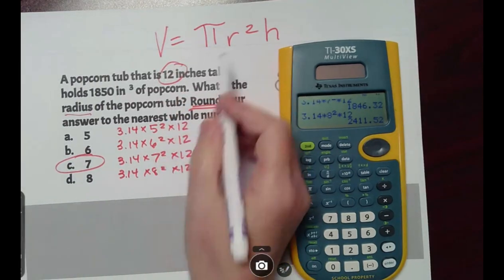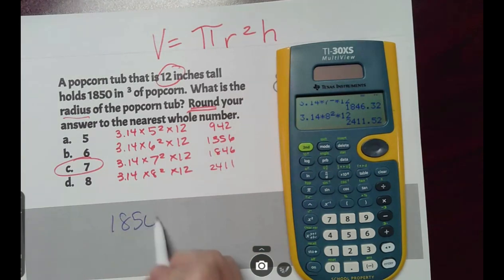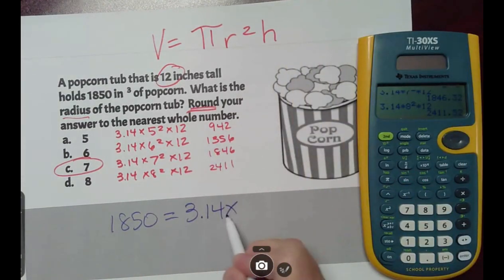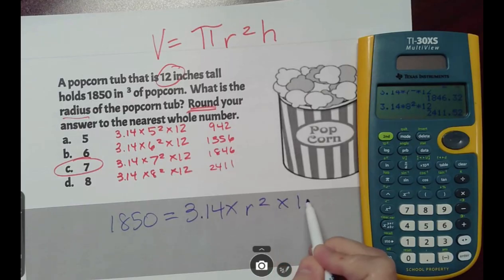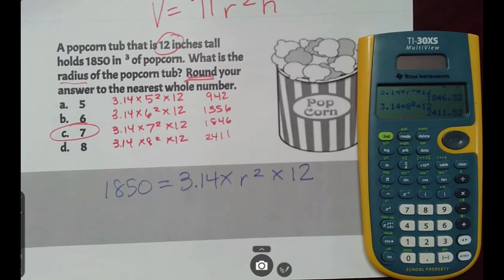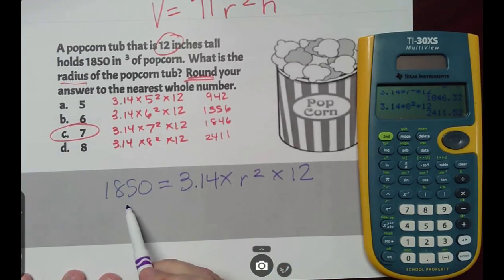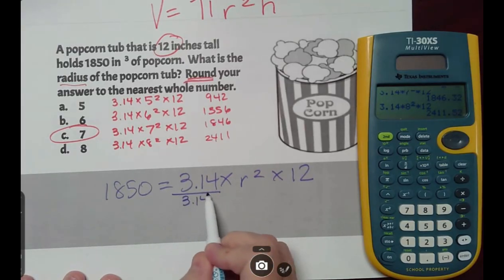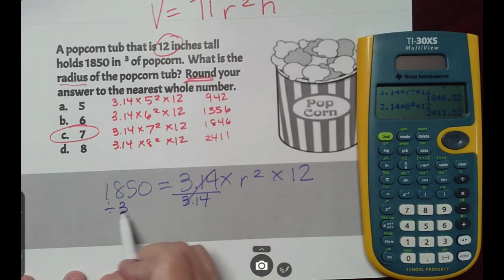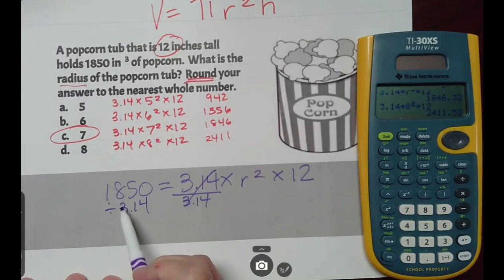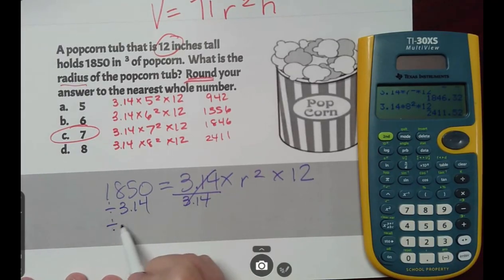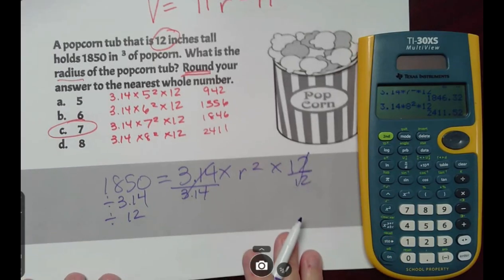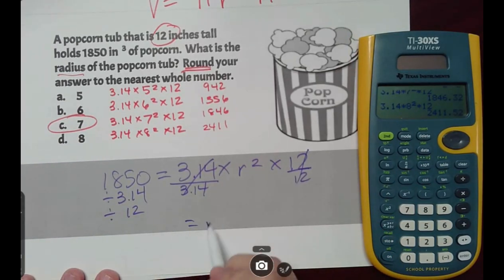Okay, we're going to use this formula up here. 1850 has to equal 3.14 times my radius squared times my height. And then using algebra, we would take this 1850, divide by 3.14, and then take that answer and divide by 12 to get rid of that. And then what we're left with is the radius squared.